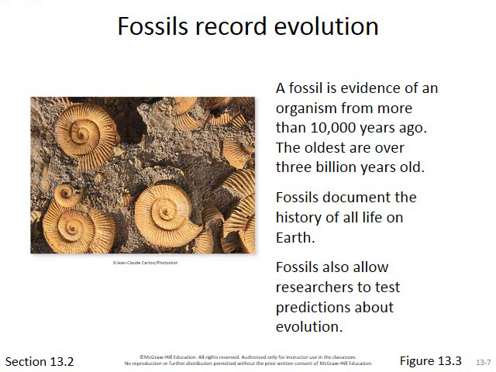Fossils allow researchers to test predictions about evolution. So these predictions could be if a fossil was found 200 million years ago, and then another fossil was found 100 million years ago, and there are some similarities, the predictions are that certain morphological structures evolved to new ones. And so scientists will have these predictions of how evolution might have taken place.